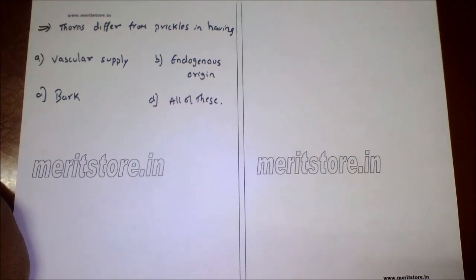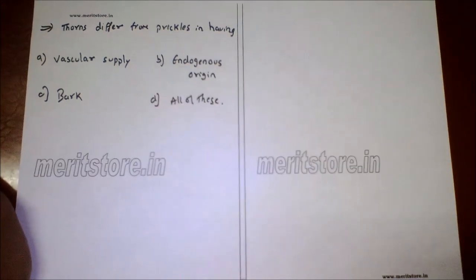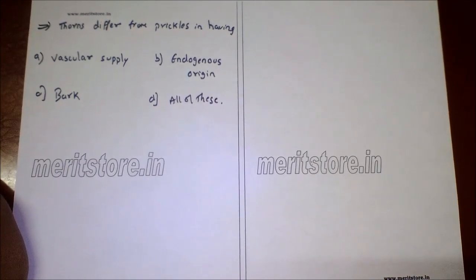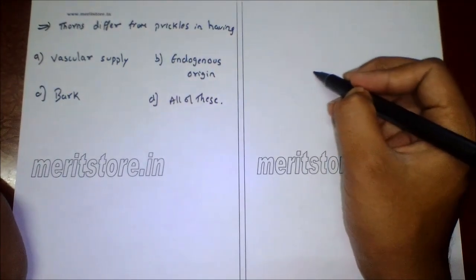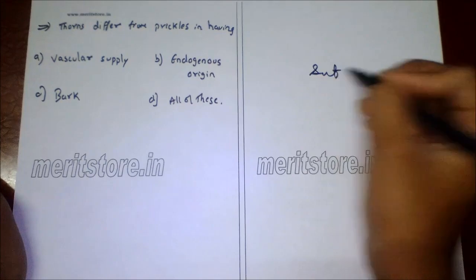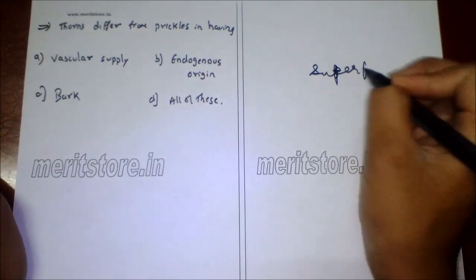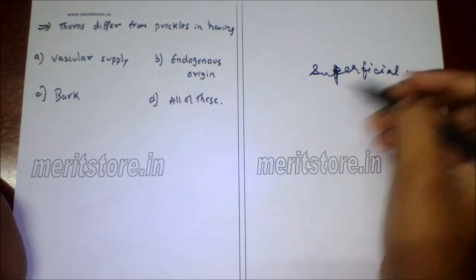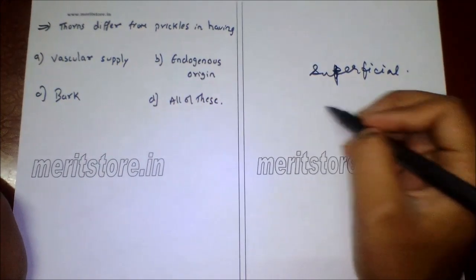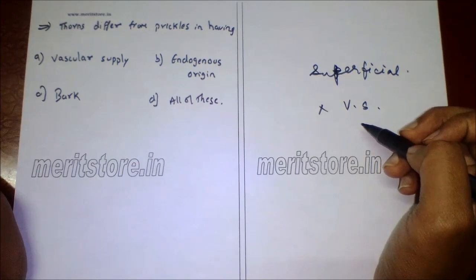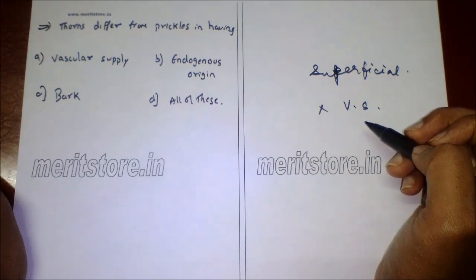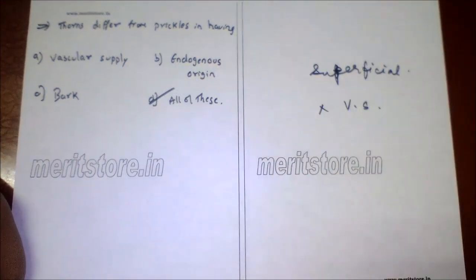Thorns differ from prickles in having: A. vascular supply, B. endogenous origin, C. bark, D. all of this. Prickles are superficial, that is exogenous in origin, outgrowth of any part of stem, branch or leaf and do not have vascular supply. Thorns are modified stem and differ from spines and prickles. It is seen in Bougainvillea, Duranta and Carissa. So option D is the correct answer.